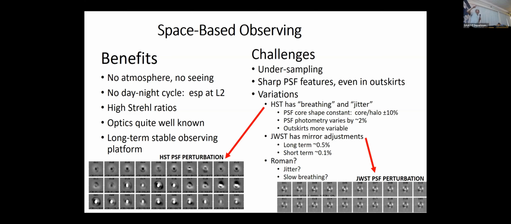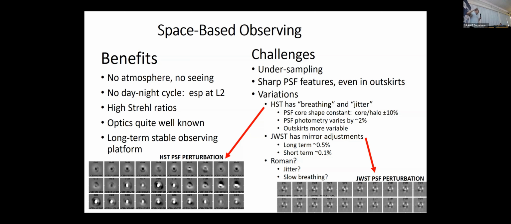With HST, it's called breathing and jitter variations. And you can see on the left here the residual PSF between, say, the average exposure and the exposures in maybe a 20 or 30 image series. Sometimes you have more flux in the core and sometimes you have less flux in the core. With HST and the breathing, it's changing the telescope length, and that really doesn't change the shape of the core very much. It just sloshes some flux from the core to the outskirts. That's a pretty low frequency thing, so it's pretty easy to deal with.